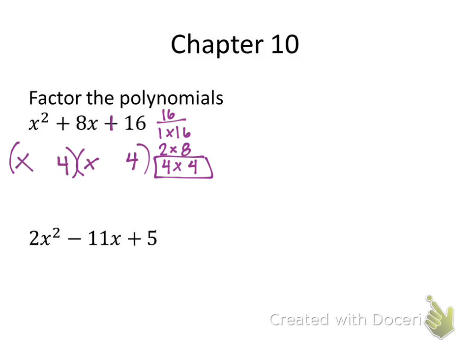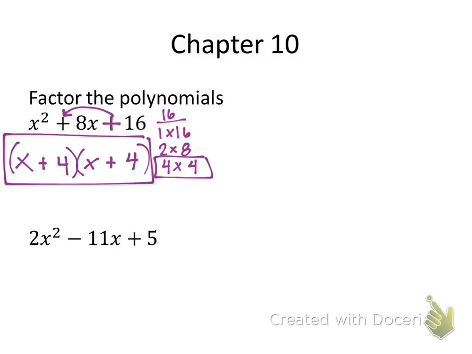Now, because this is a positive, I know my signs have either got to be positive, positive, or minus, minus. And I look to this sign right here to tell me. That is a plus, so that means my signs are plus, plus. And this is my final answer.